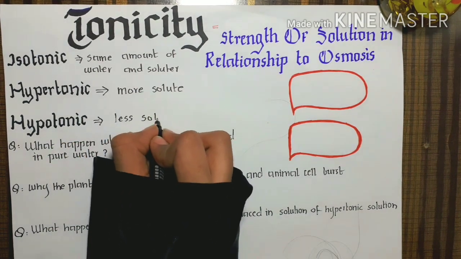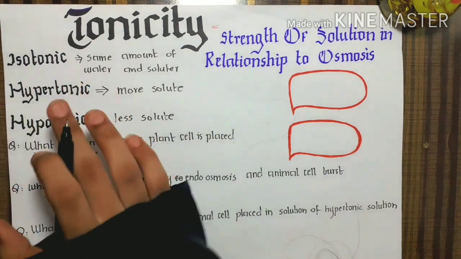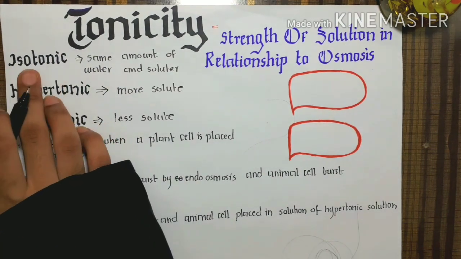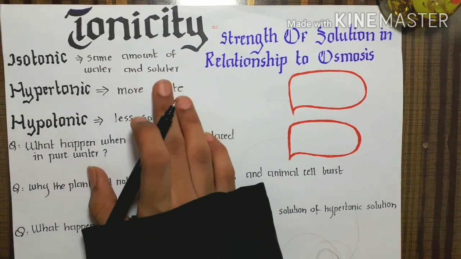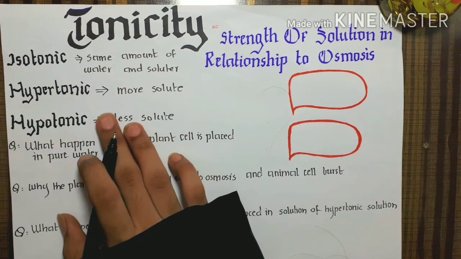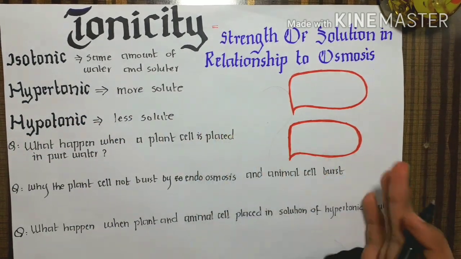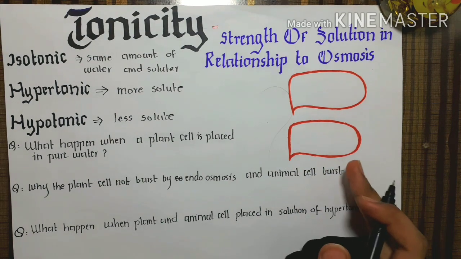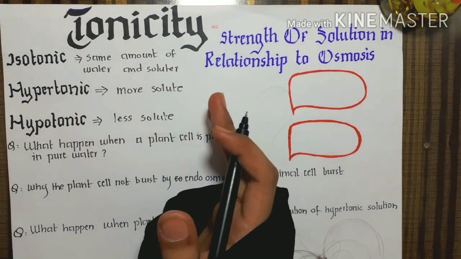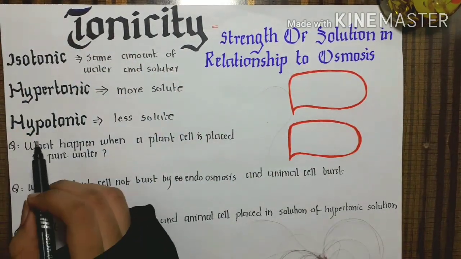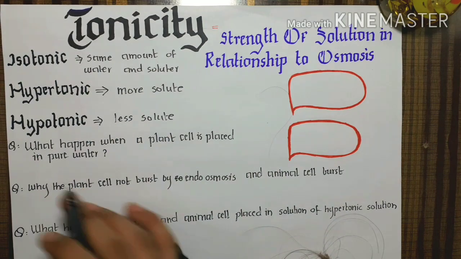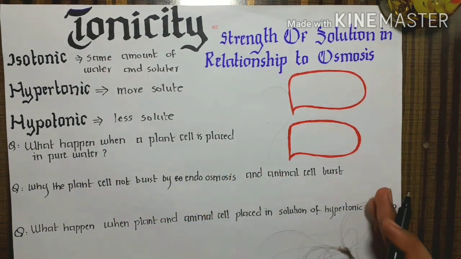So what we have learned are the three main terms of tonicity: isotonic, hypertonic, and hypotonic. What is isotonic? The word itself says iso means same. Tonicity is the strength, so it means same water and solute outside and inside the cell. What is hypertonic? More solute. If it is used for outside the cell, for the cell sap or the tissue fluid, it means more content of solute in it. And if it is used for inside, it means more content of solute is inside the cell. What is hypotonic? It is the less solute, whether inside or outside. It depends upon the statement that is given to us.